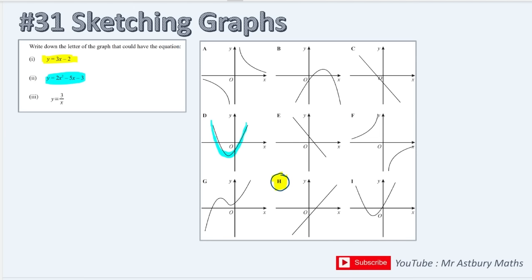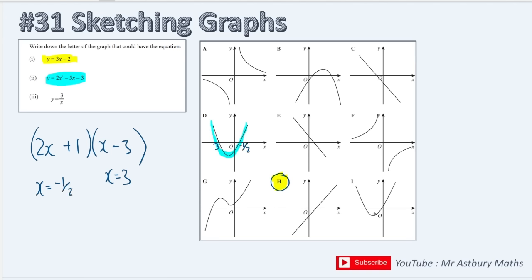And I know that this one is going to have a negative and a positive root, because if I were to factorize this, which I'll do quickly, 2x, x, minus 3 and plus 1, it will have one positive root here at 3 and one negative root here at minus a half.